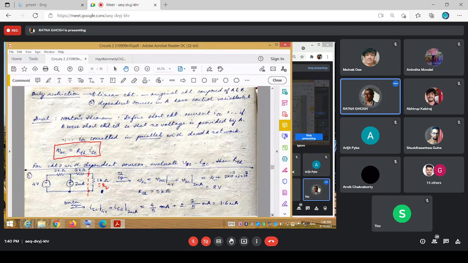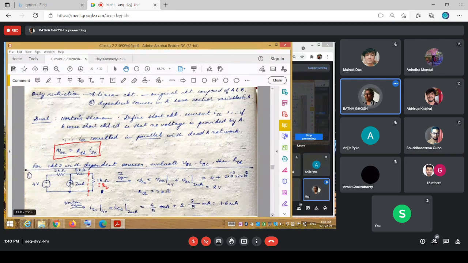So if you've got this one killed, that means this is open. So naturally, it's the same 4 volts which is appearing across this also. No closed path. So that will be 4 volts itself. For the second part, the 2 milliamperes thing. So for the 2 milliamperes, this would be shorted. This would be shorted. This is open.